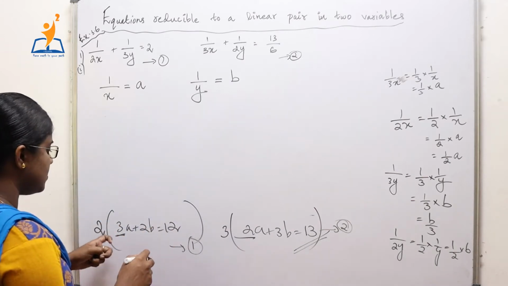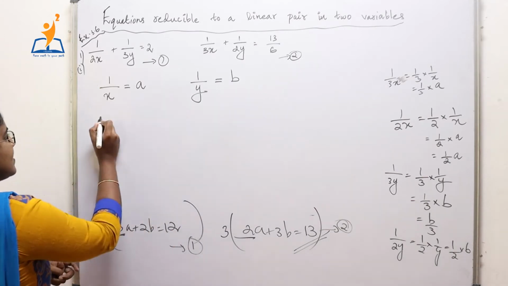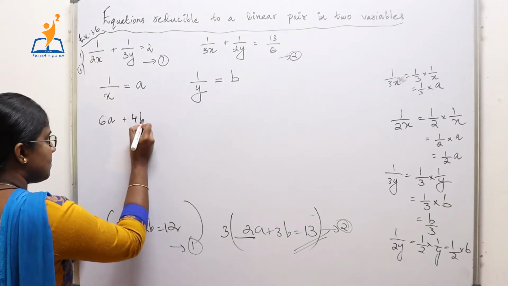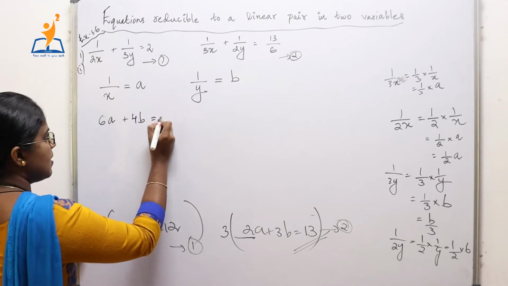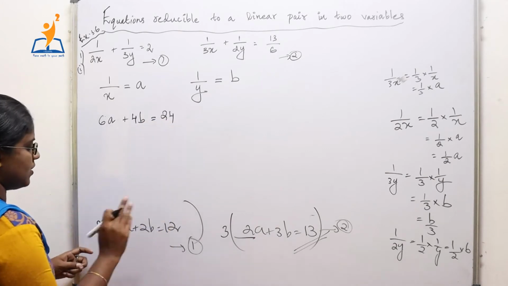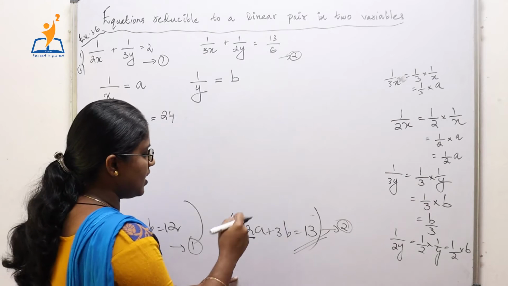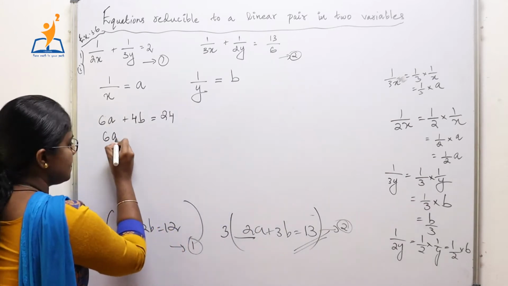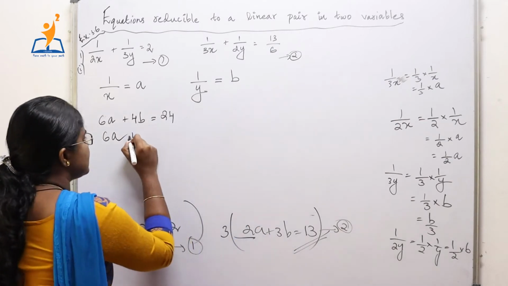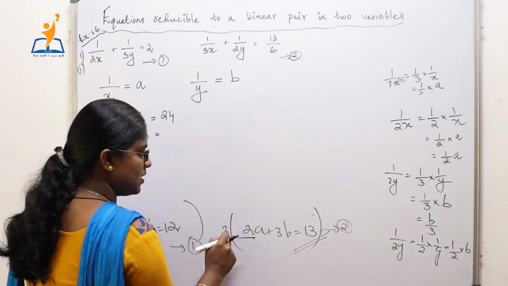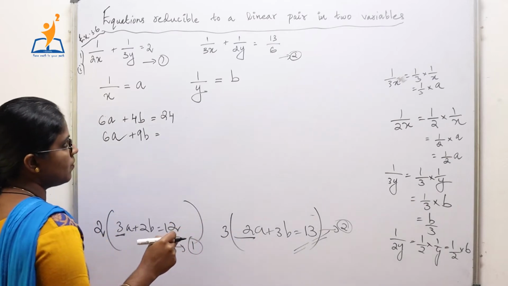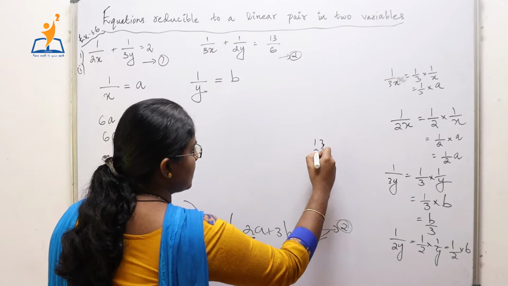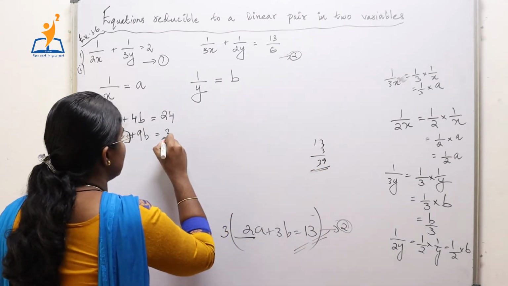So equation 1 into 2 will become like this: 6a plus 4b equal to 24. So this is the new form of equation number 1. And what does equation number 2 become? 3 into 2, 6a, again 3 into 3 plus 9b, which is equal to 3 into 13. What is 3 into 13? 13 into 3 is 39.